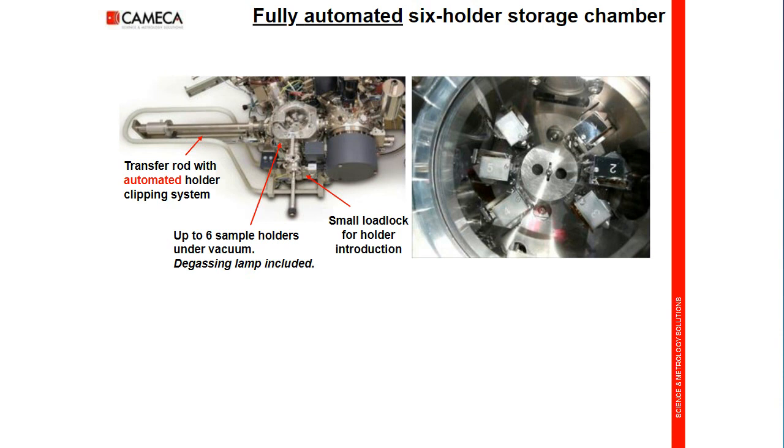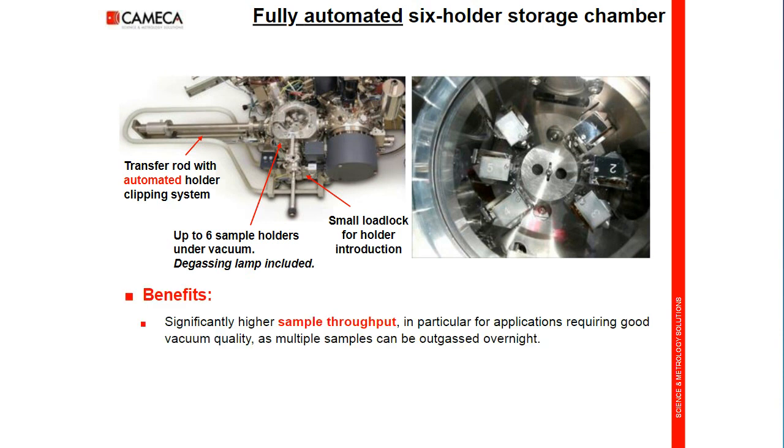This automated storage chamber provides significantly higher throughput as multiple samples from different holders can be analyzed in fully unattended and automated mode. It is particularly useful for applications requiring good vacuum quality, such as light elements analysis. After overnight outgassing in the storage chamber, it is possible to analyze a large number of samples the day after, increasing the instrument productivity. The storage chamber is kept under vacuum, thus maintaining long-term UHV conditions. It is also very useful for keeping the reference samples under vacuum.